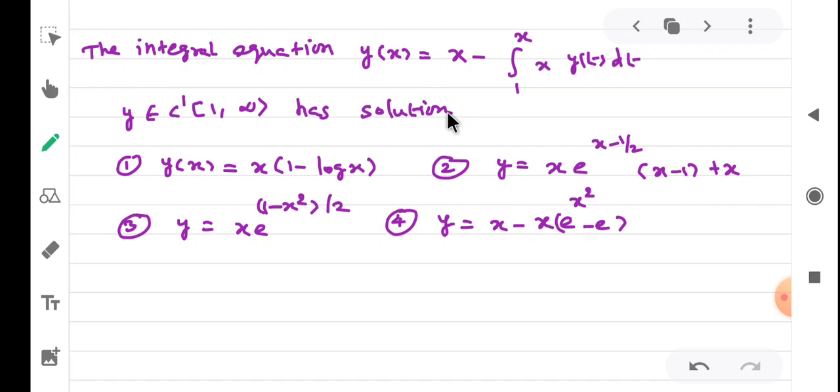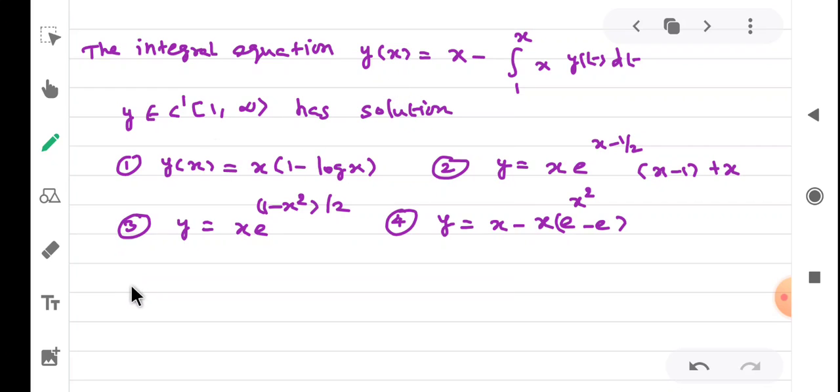So first we need to solve this integral equation, and then we need to understand what y belongs to C1 of 1 comma infinity means. It means y is a function whose domain is the closed interval 1 comma open infinity, and whose derivative also exists and that derivative is continuous also. So this is the meaning of y belongs to C1 class of function.